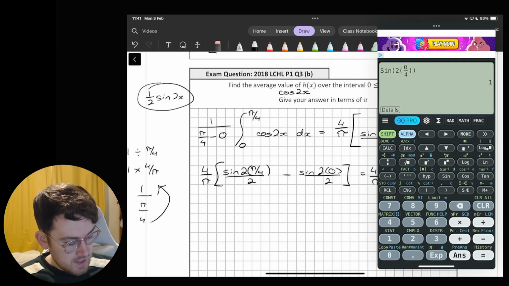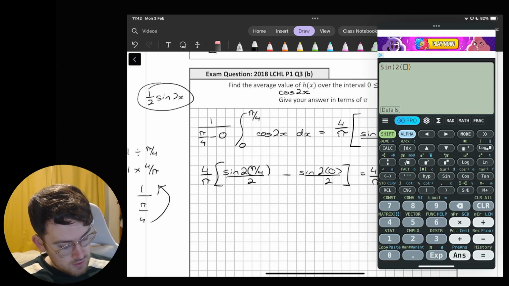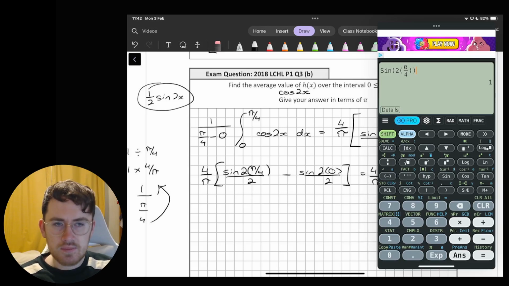I would generally say either do it like I've done there and ensure that we have the correct number of brackets, or open and close your brackets straight away and then include any subsequent brackets that you need as well. Just to make sure that your calculator doesn't accidentally think you're doing sine 2 and then multiplying that by pi over 4. It's just to be careful about those things.